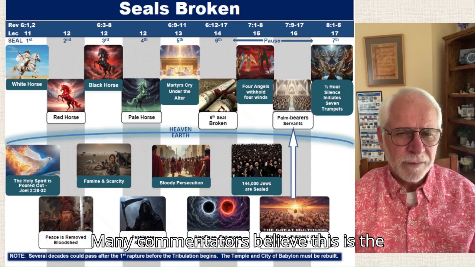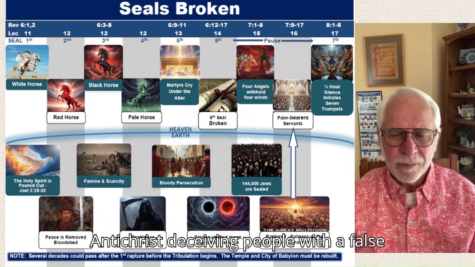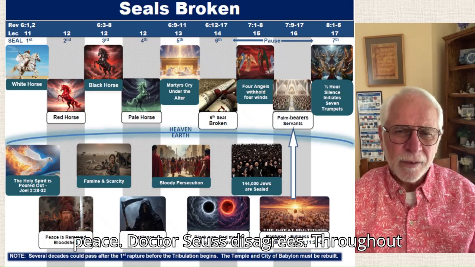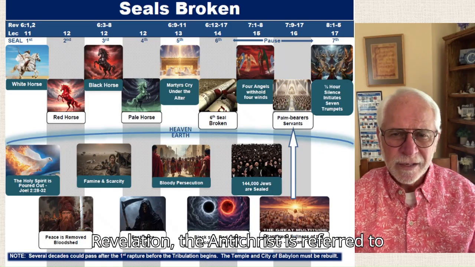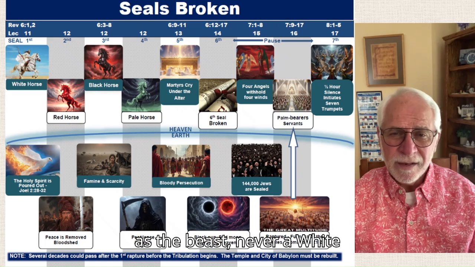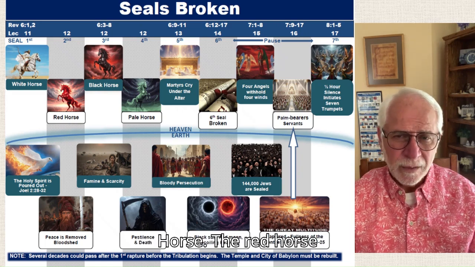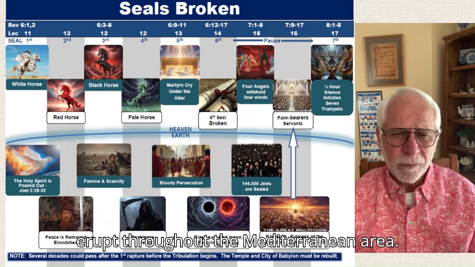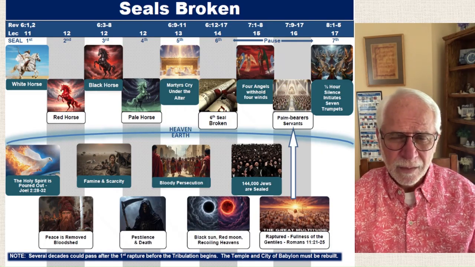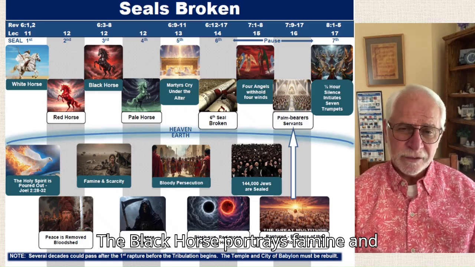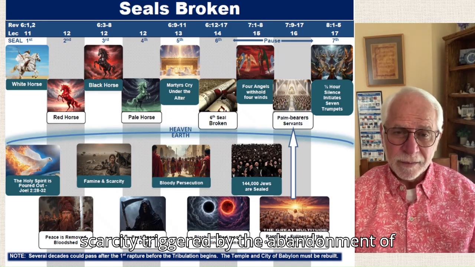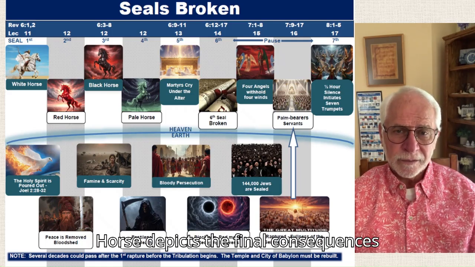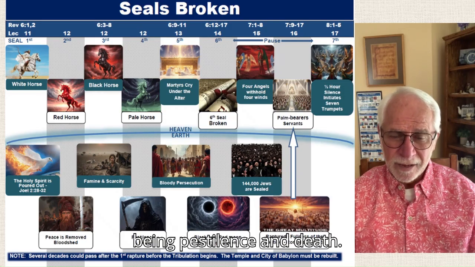Many commentators believe this is the Antichrist deceiving people with a false peace. Dr. Sees disagrees. Throughout Revelation, the Antichrist is referred to as the beast, never a white horse. The red horse signifies peace completely removed. Wars erupt throughout the Mediterranean area. The black horse portrays famine and scarcity, triggered by the abandonment of all farming. The pale horse depicts the final consequences, being pestilence and death.